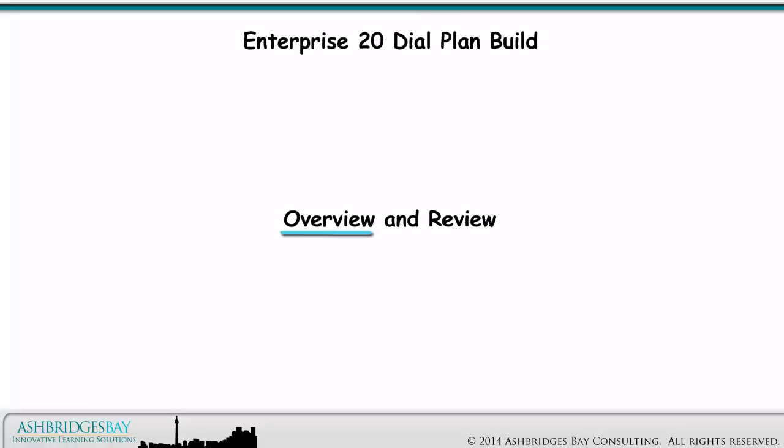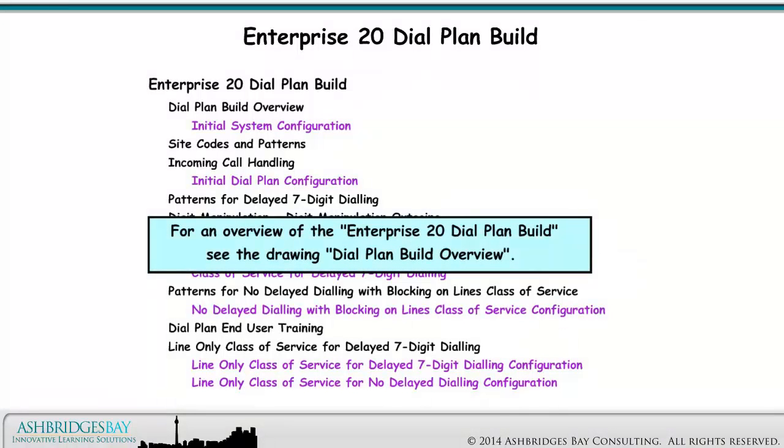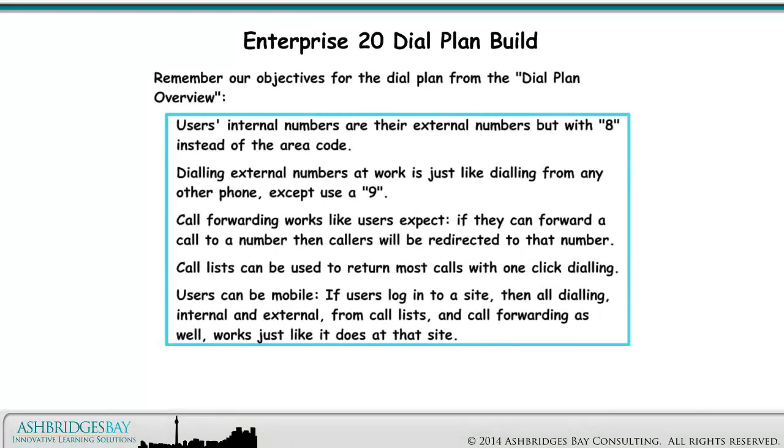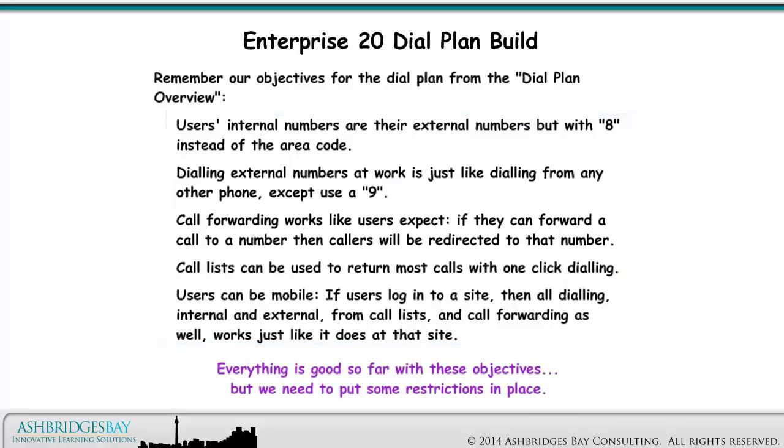Let's start with a quick overview and review. For an overview of the Enterprise 20 Dial Plan Build, see the drawing Dial Plan Build Overview. For basic concepts, see our whiteboard drawings, Route Patterns Part 1, Route Patterns Part 2, Dial Plan Hierarchy, and Class of Service. Remember our objectives for the dial plan from the discussion in Dial Plan Overview. Everything is good so far with these objectives, but we need to put some restrictions in place.